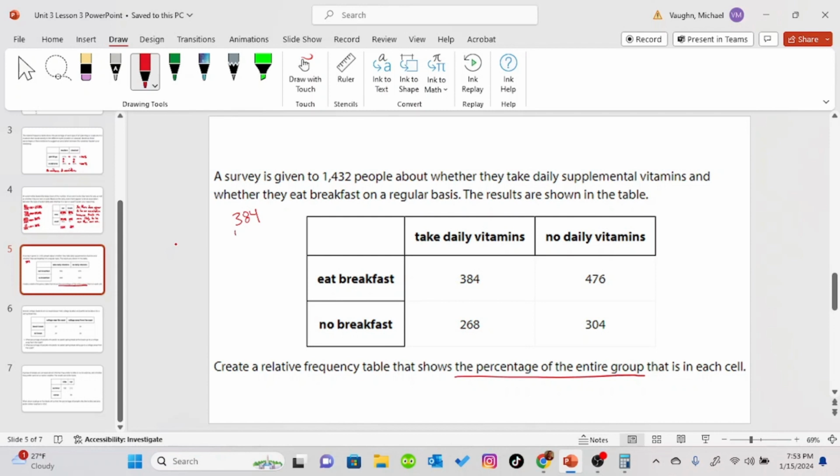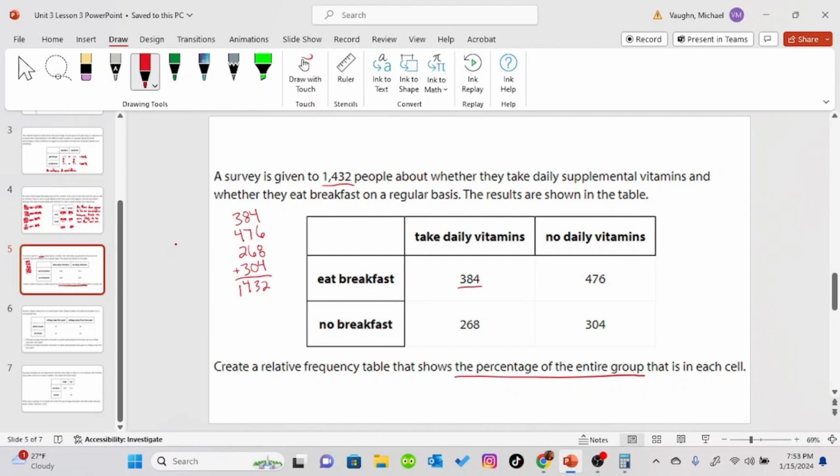So the first thing we need to do is add all of these numbers together. 384, 476, 268, and 304. They make up the 1,432 people. So when we're making the relative frequency table, we will use this number as our denominator when we're calculating the percentages.